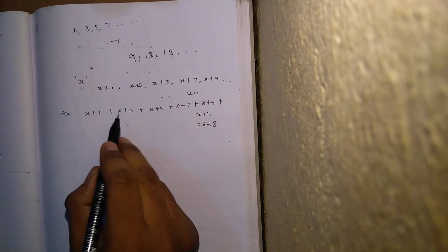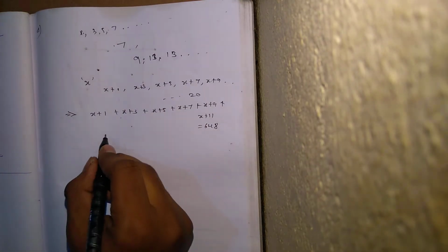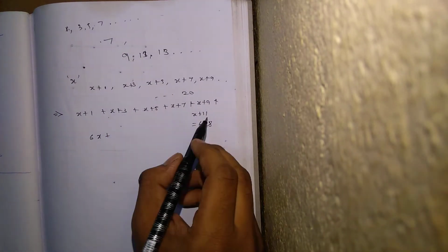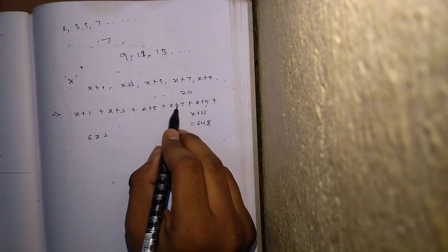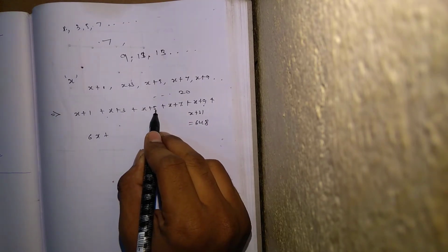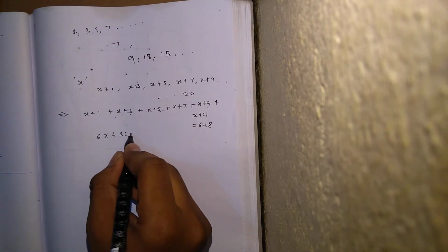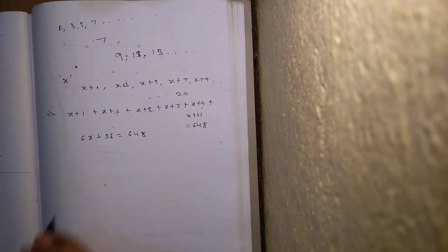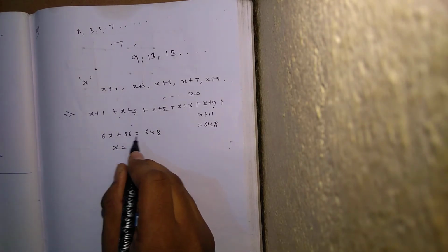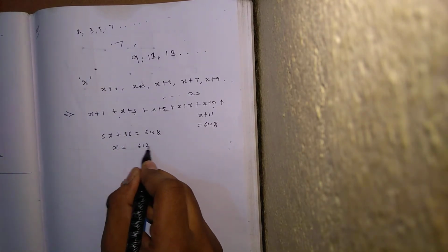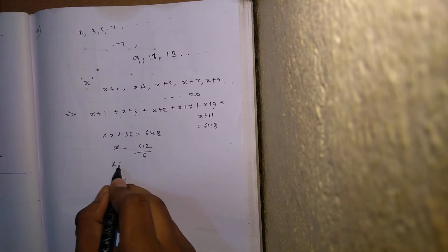So counting 1, 2, 3, 4, 5, 6, we get 6x plus 10 plus 8, 18, 24, 30, 36. So 6x plus 36 is equal to 648, and your x becomes 648 minus 36, which is 612, divided by 6. So your x is 102.